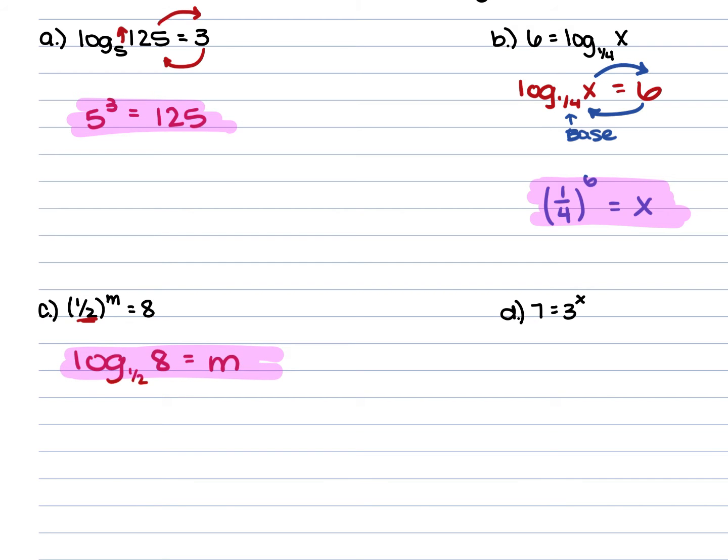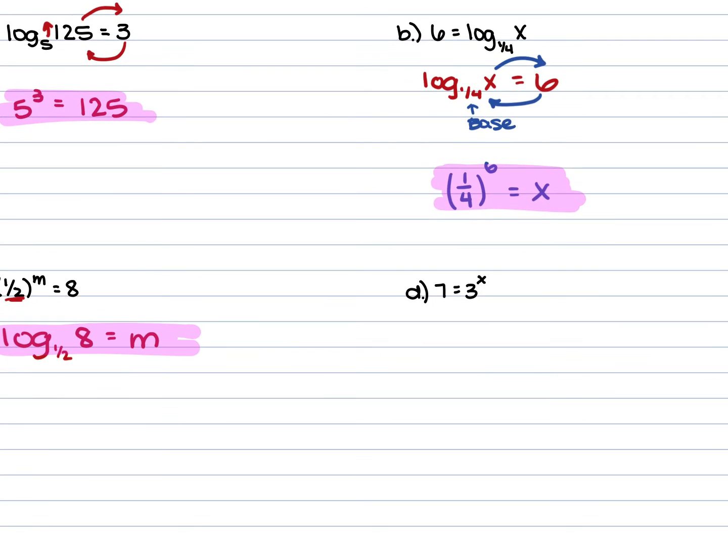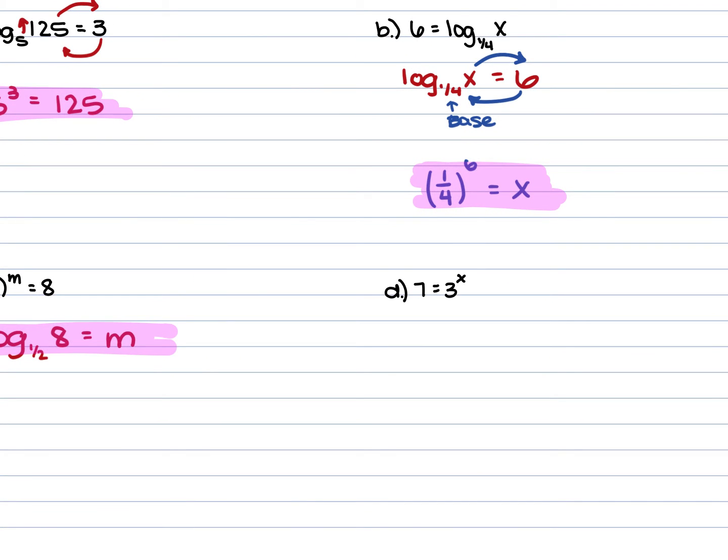For example D, we have 7 is equal to 3 to the power of x. So again, we're going to rewrite this if we need to make it look a little bit better for us. It just would be 3 to the power of x is equal to 7. So we're going to have log 3, that little number, that subscript number, of 7 is equal to x. So again, the x and the 7 switch places, the 3 becomes a little number.